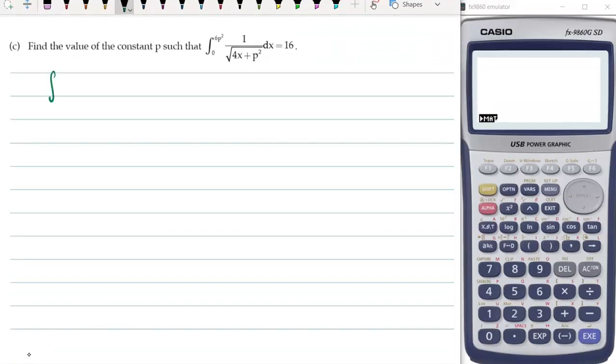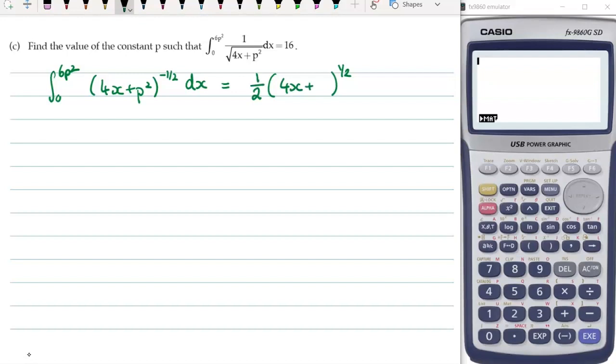Part C, let's start by rewriting this in line so that it is 4x plus p squared to the minus a half. So we're going to increase that power by 1. It'll be a half. If we divide by the new power, then we are timesing by 2. But then we also need to divide through by the 4, that's the derivative of the inside. So this will end up being 2 over 4, which is a half.